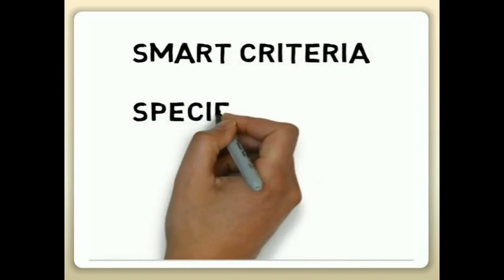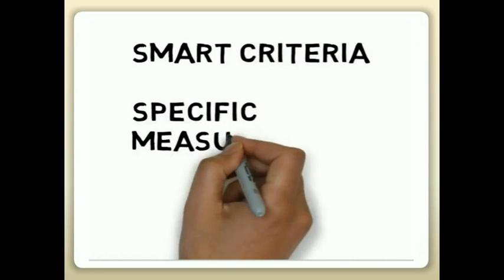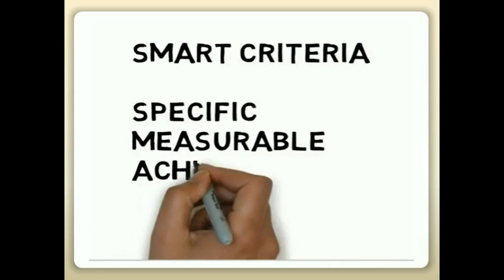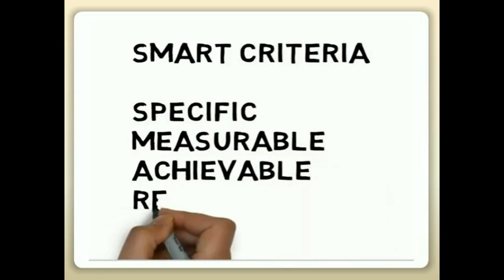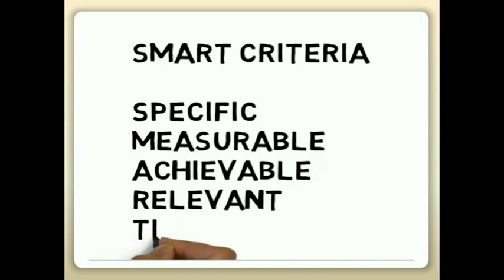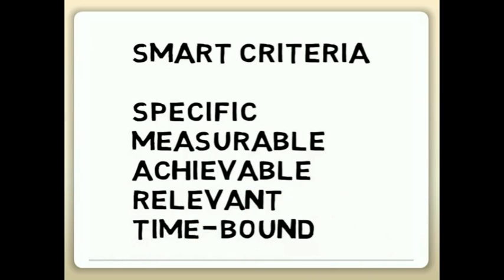We use 5 criteria for SMART indicators. They must be specific, measurable, achievable, relevant, and time-bound.